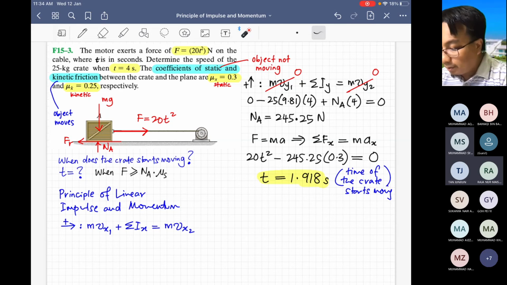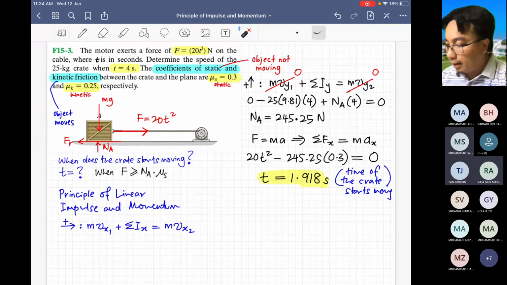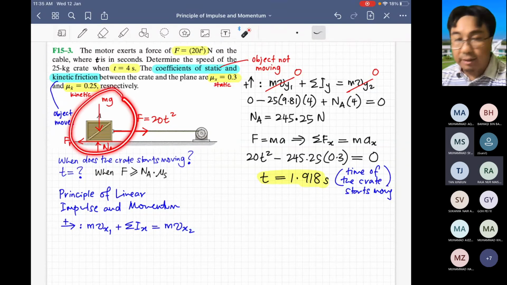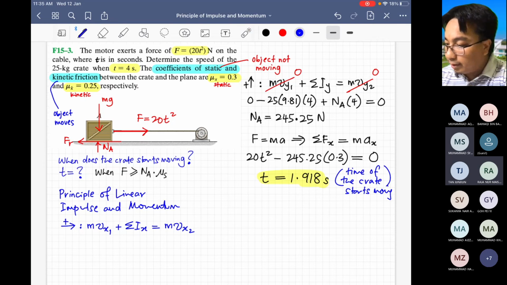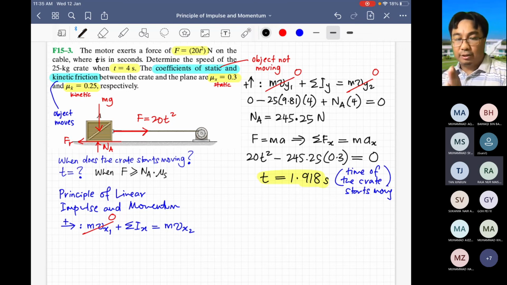Kenapa dia start from rest? Sebab yang tadilah dia tidak bergerak sehingga time t sama dengan 1.918 baru dia start moving. So initially memang dia from rest lah. t sama dengan 0 rest, t sama dengan 1 rest, t sama dengan 1.2, 1.4, 1.6 semua dia at rest. So basically this is 0 juga. Okay, this part is also equals to 0 sebab dia memang start from rest. Cuma dia start moving tu bukan pada kosong. Itu yang jadi problem sikit nanti.